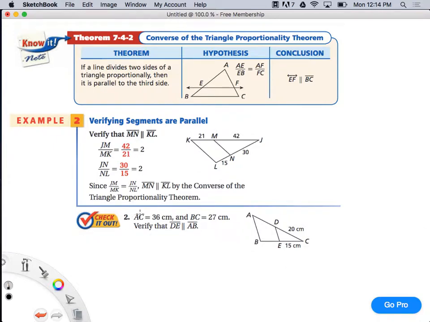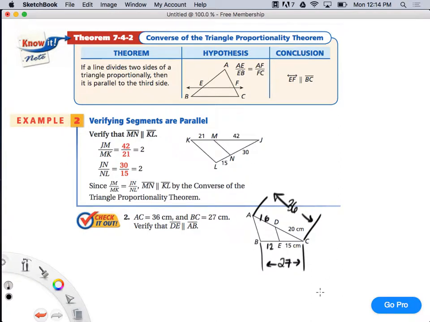In number 2, you see in number 2 it says AC is 36. So it's 36 from here to here. But do I need AC? No. What do I need? AD. Subtract. So 36 minus 20 is 16. Good. And then it tells me BC is 27. Right? But do I need BC? No, I need BE, which is 12, yes.